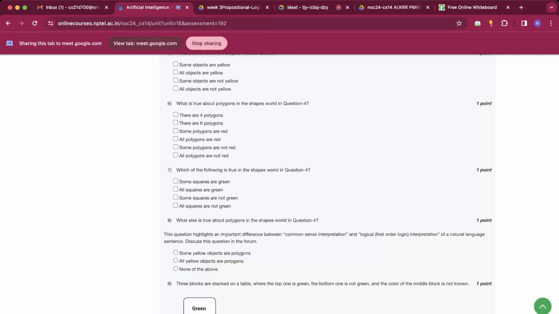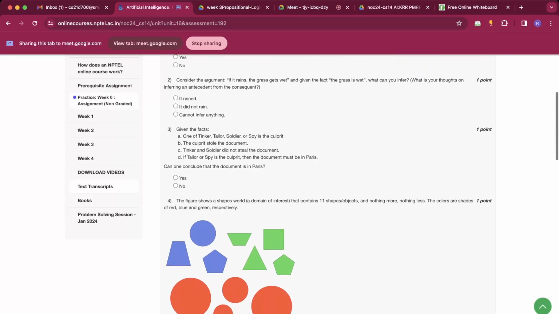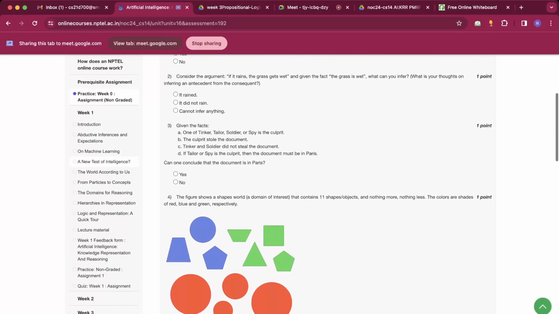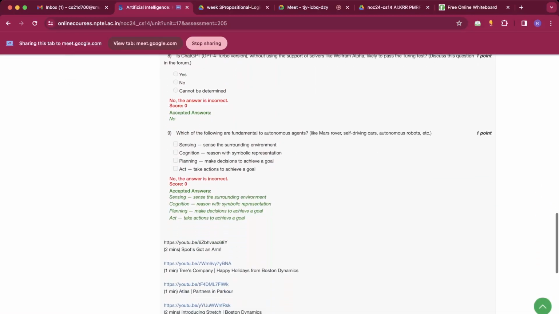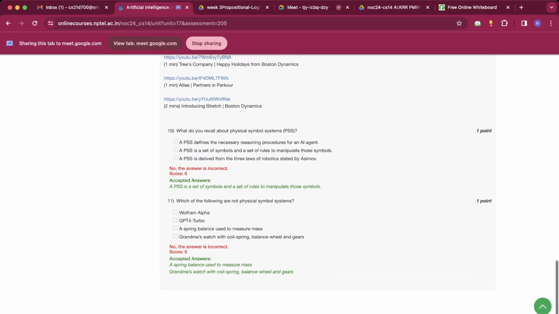Which question would that be? Can you point me to the question number? 11. Okay. What do you recall about physical symbol systems? A physical symbol system defines the necessary reasoning procedures for an AI agent. Doesn't seem to be correct. A PSS is a set of symbols and a set of rules to manipulate those symbols. Seems logical. PSS is derived from the three laws of robotics stated by Asimov.